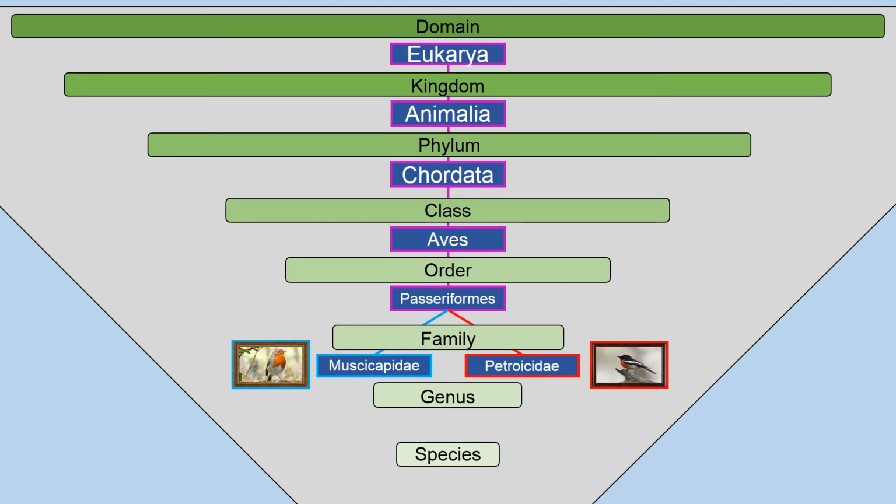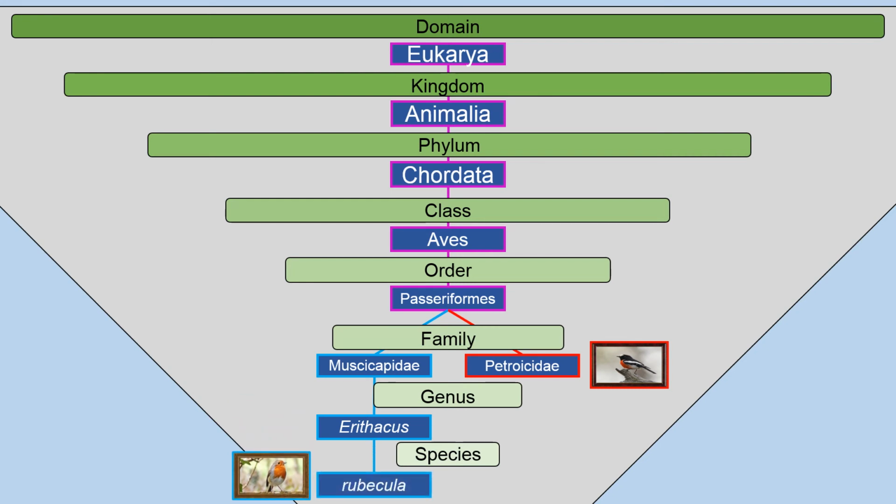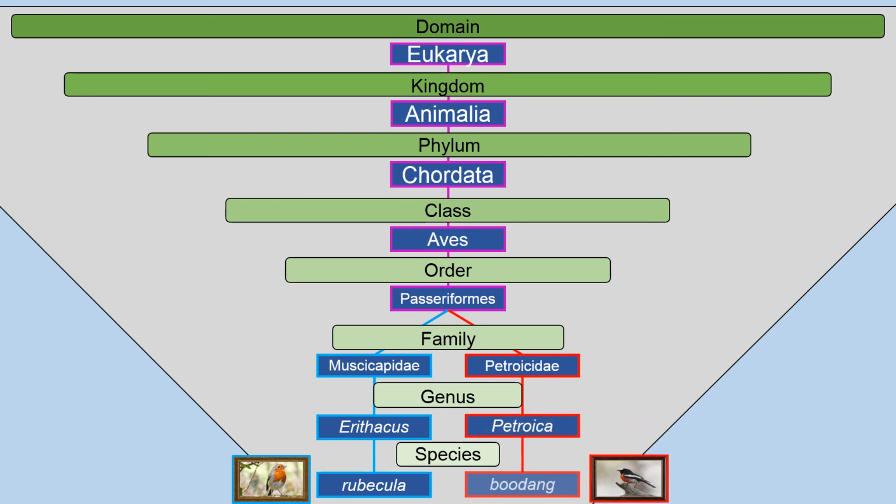Now, our red-breasted robin in blue is placed within the genus Erithecus. This gives us the start of our binomial name, while travelling to species gives us our second part. This means our robin in blue is scientifically called Erithecus rubicilla. Meanwhile, our scarlet robin is placed within the genus Petrorica, and then the species Boudin. This creates its binomial name Petrorica boudin.